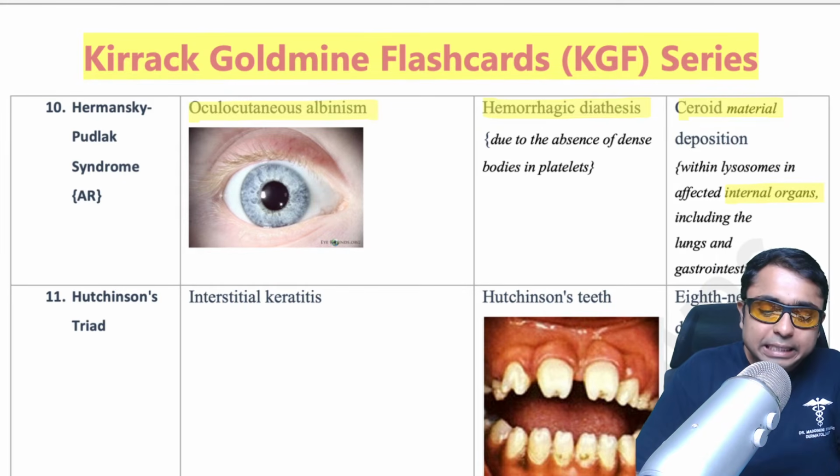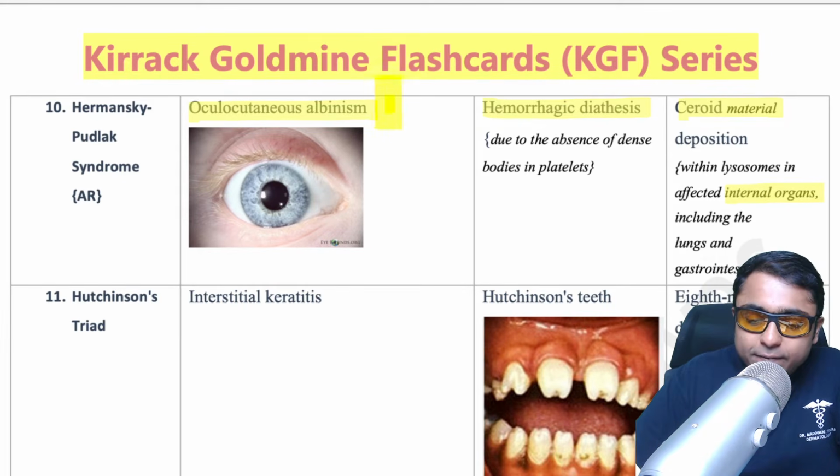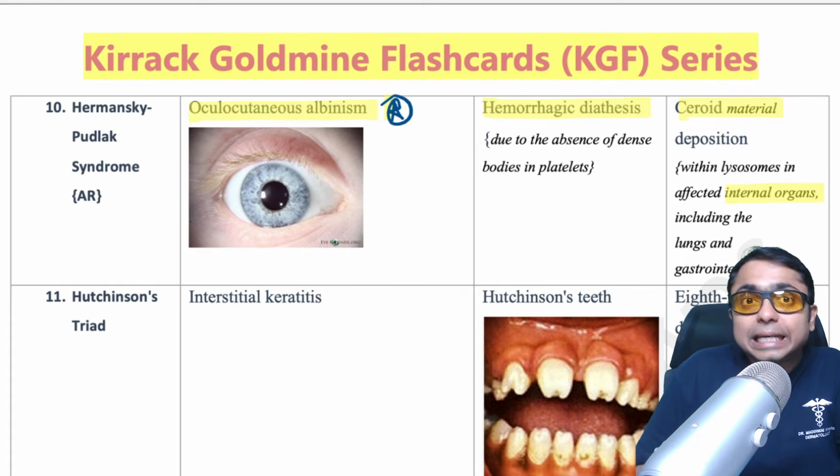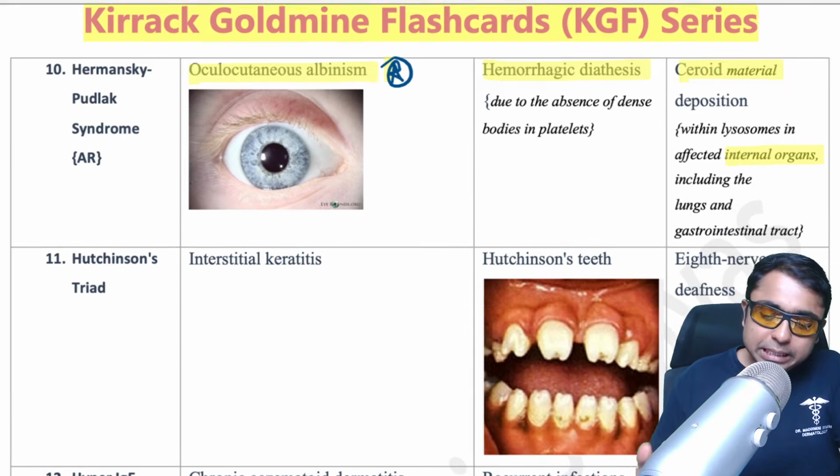So basically in this, albinism is the skin finding which you need to remember, in which there is going to be a defect in the tyrosinase enzyme.